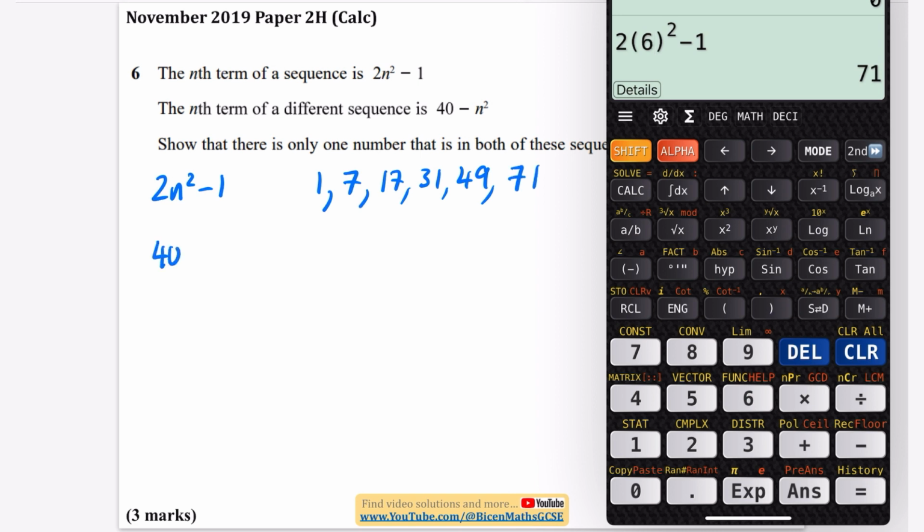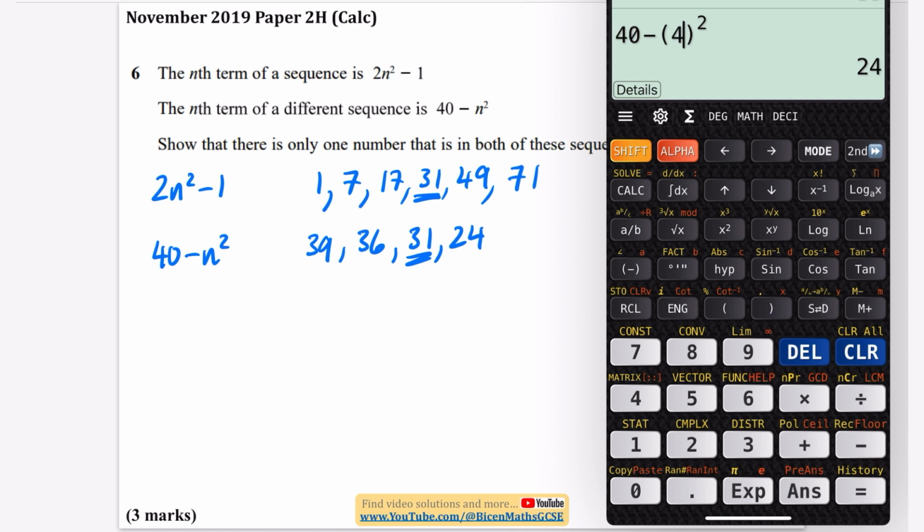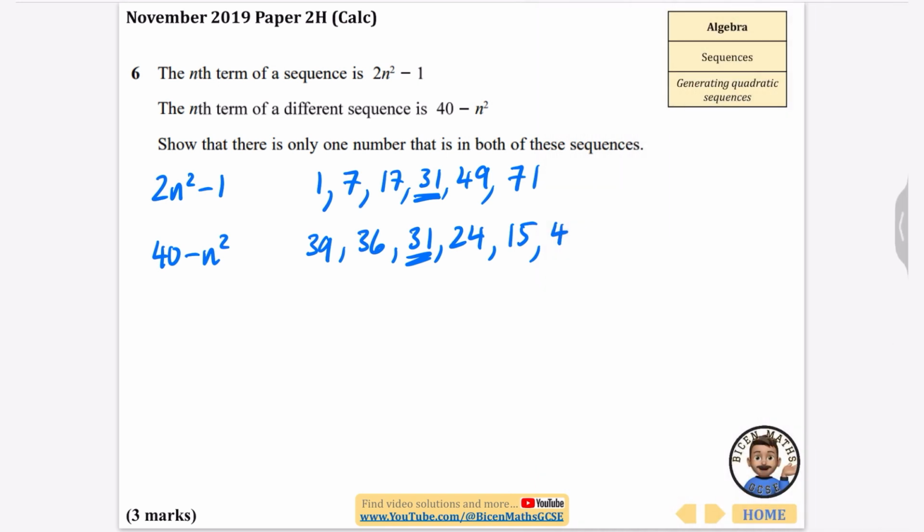Now I'm going to do my 40 minus n squared. I'll clear that and do 40 minus, with a bracket around it, squared. Starting with 1, I get 39. Whoops, I meant to keep the brackets there. I'm going to do 40 minus 2 squared, which is 36. Changing that to a 3, we get 31. Now we can already see that we've got a match, but if I keep going we get 24, 15, and just for the symmetry of doing 6 of each, I get 4. So 31 is in both sequences.